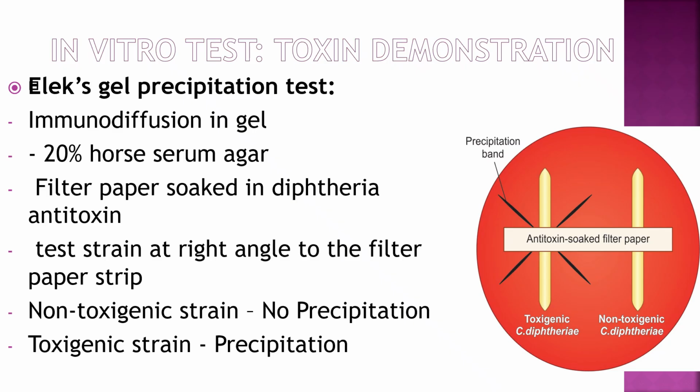that is the test strains, the toxigenic strain and the non-toxigenic strain. The non-toxigenic strain will not show precipitation, the toxigenic strain will show a line of precipitation. Where the toxin and antitoxin meet, there is formation of a precipitation band.